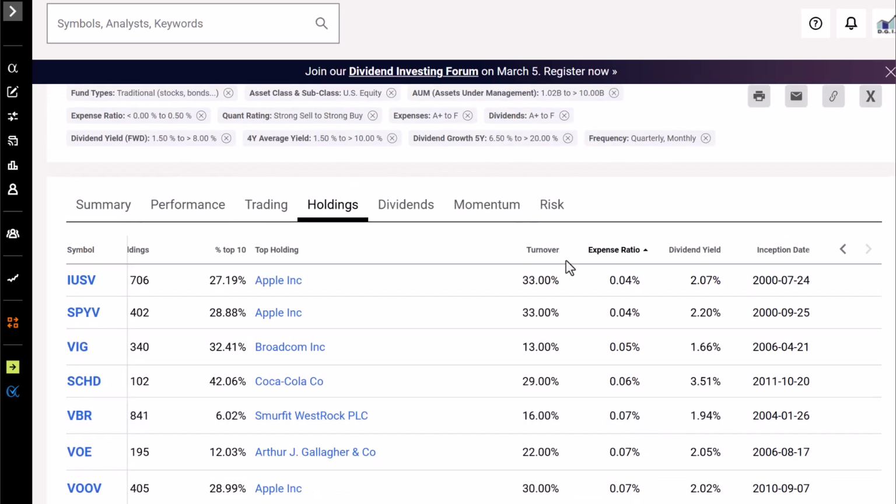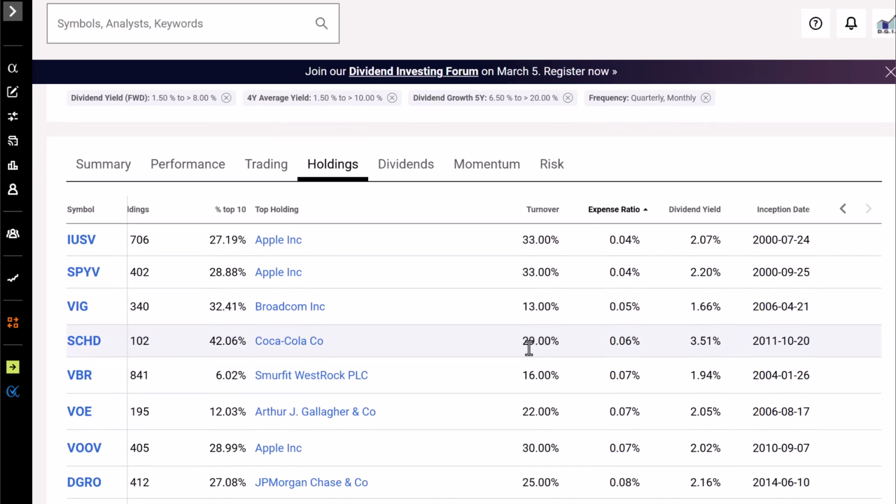The turnover is another important aspect. This is the risk when it comes to it. This is the percentage of the holdings, the stocks, that are getting traded out each year. The higher the number, the more fluctuation. And you'll notice here in SCHD, about a third of SCHD gets swapped out every single year when they have their reconstitution. So it's something to definitely consider.